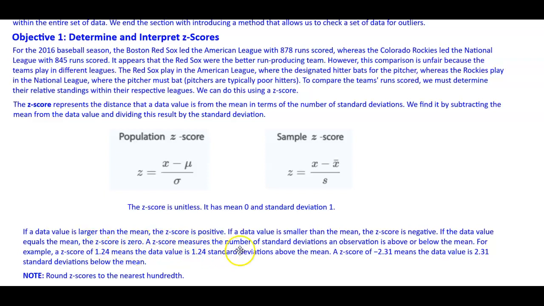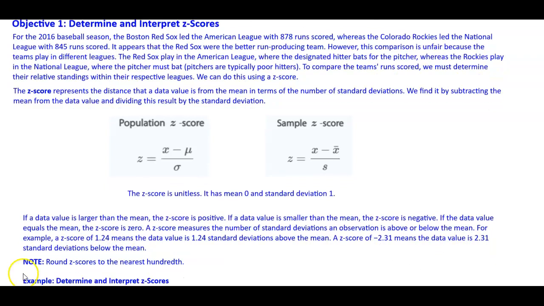A Z-score measures the number of standard deviations an observation is above or below the mean. For example, a Z-score of 1.24 means the data value is 1.24 standard deviations above the mean. A Z-score of negative 2.31 means the data value is 2.31 standard deviations below the mean. Make note here that we round Z-scores to the nearest hundredth.